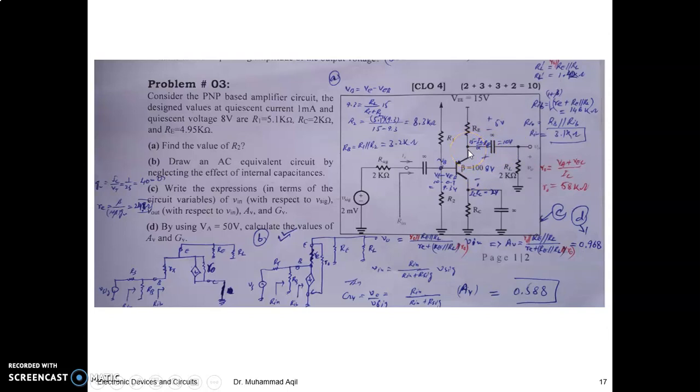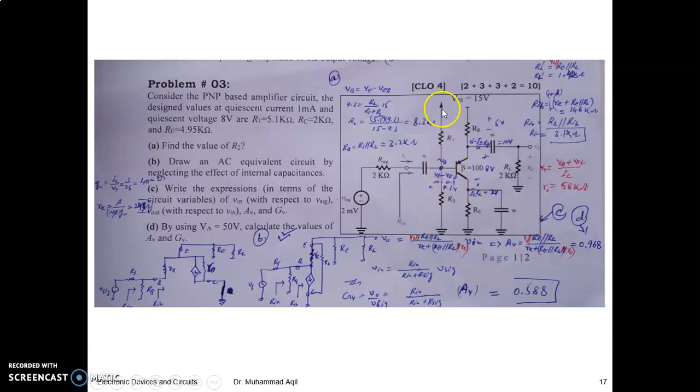If this transistor is in active mode, your emitter to base voltage will be 0.7. So if this is 10 and this is 0.7, this is 0.7 less than that. So 10 minus 0.7 is 9.3 here, right? So we have 9.3 here. VE minus VEB is 9.3.